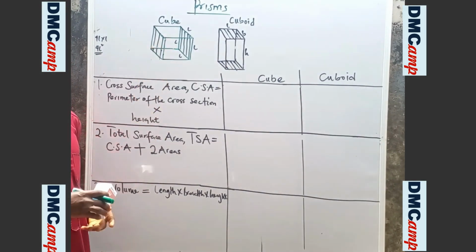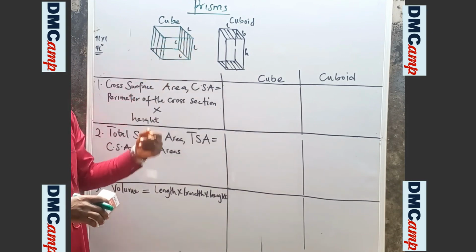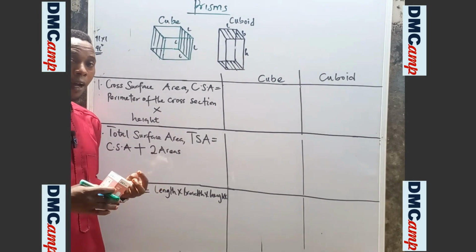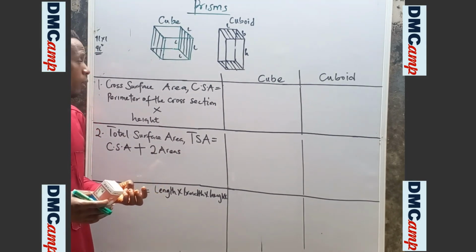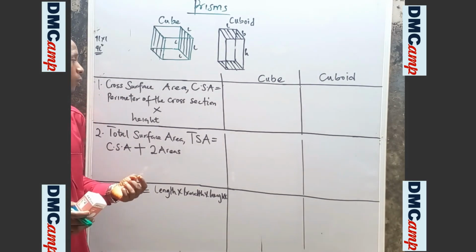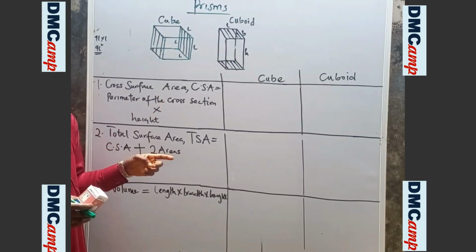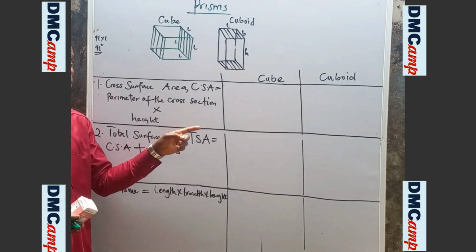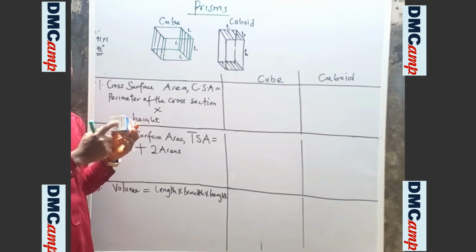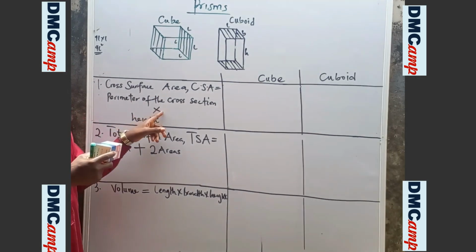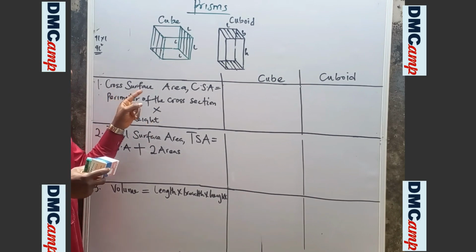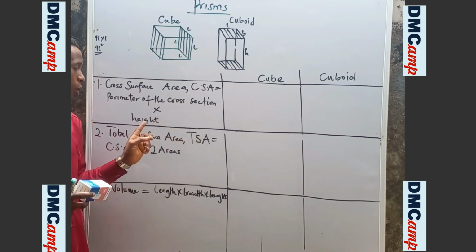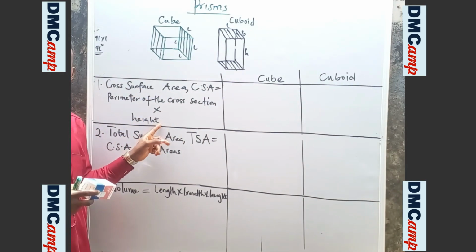Now, let's start from the cube. A cube, all the lengths, breadths, and heights are the same. Now, and you can see from here, the curved surface area is equal to perimeter of the cross section. Don't forget, this is the cross section multiplied by the height. Curved surface area equals the perimeter of the cross section multiplied by the height.